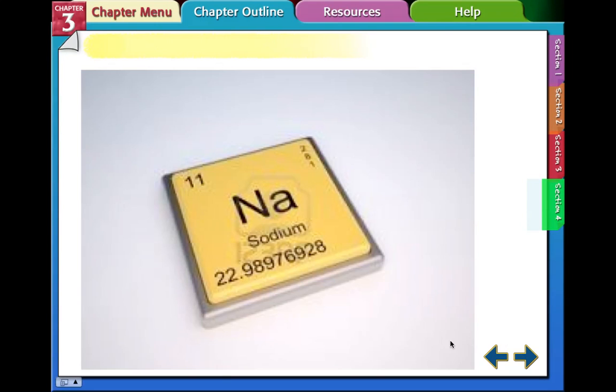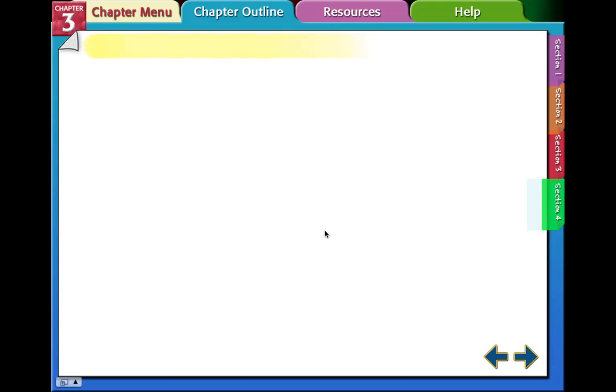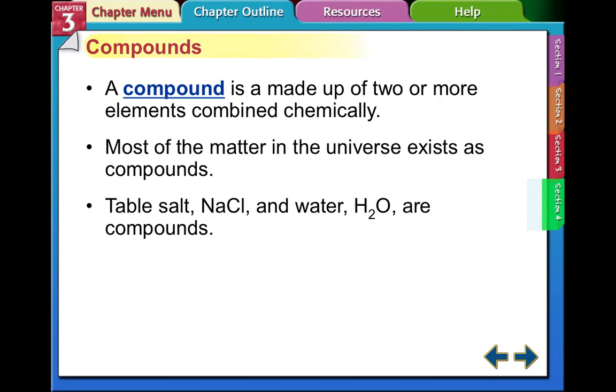Here is an example of one element. This is sodium. Okay, its chemical symbol is Na, 1 capital letter and 1 lowercase letter. It has the number 11, which is its atomic number, and 22.9897698. That is its atomic mass, and we will study those as we get into the periodic table. Okay, so an element cannot be broken down into anything smaller.